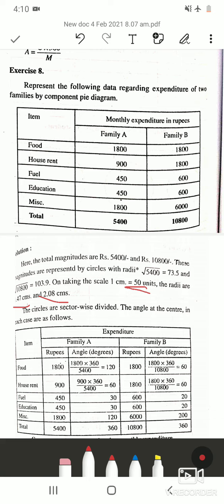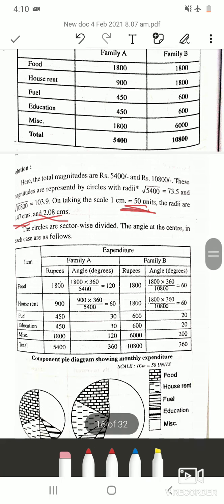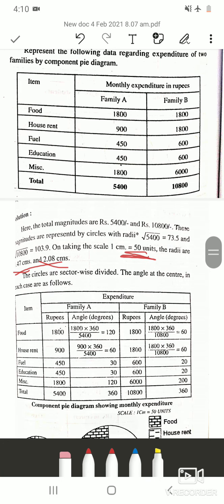So now we have taken 1 centimeter equal to 50 units. So we got the radius. So now we will see how to plot the components.